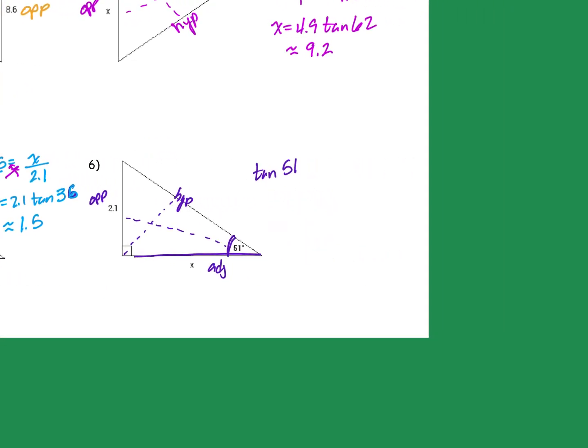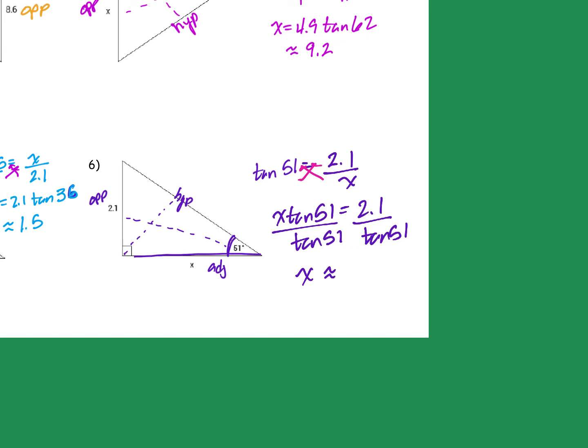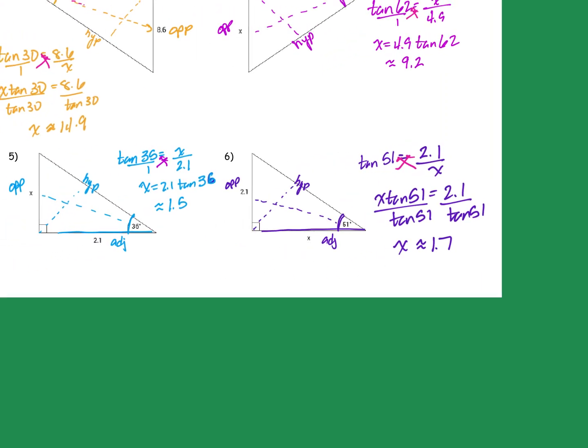Okay. Tangent of 51 equals 2.1 over x. So I'm going to cross multiply. So I get x tangent of 51 equals 2.1. Divide by tan of 51. So x is approximately going to be equal to, let me see if I can put it into the calculator correctly this time, 2.1 divided by tangent of 51. 1.7.